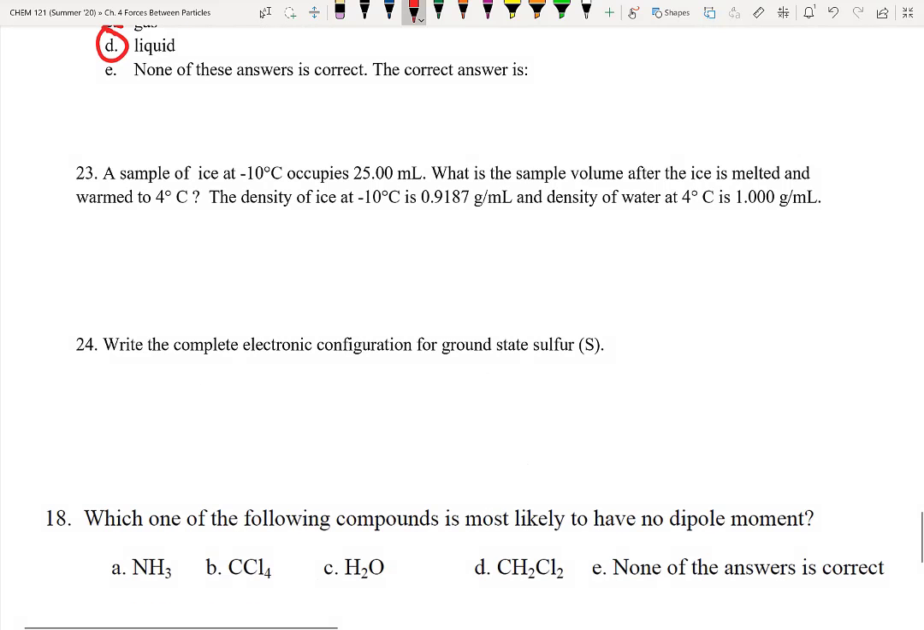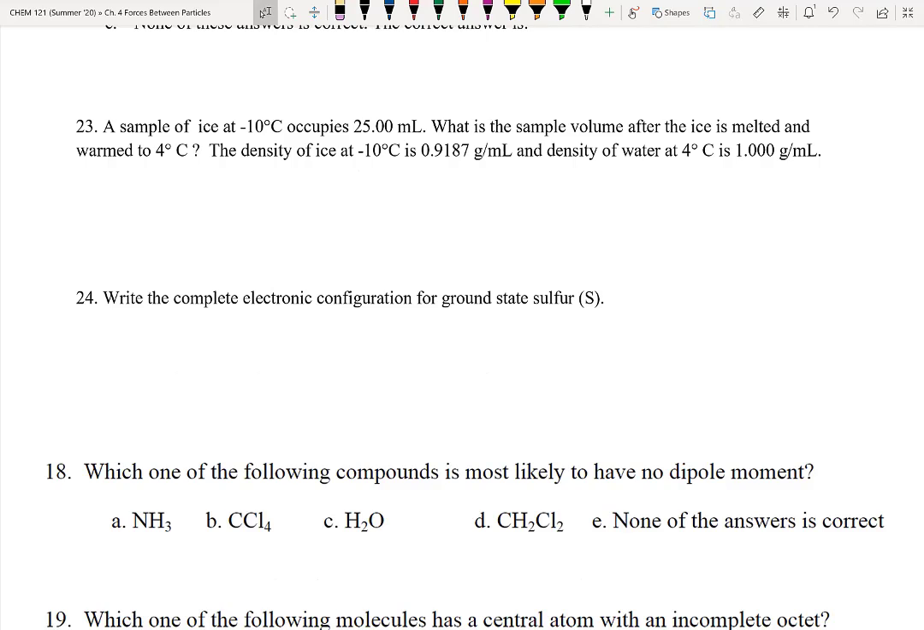All right. Question 23: a sample of ice at negative 10 degrees Celsius occupies 25.00 milliliters. What is the sample volume after the ice is melted and warmed to 4 degrees Celsius? And then it gives the density of ice and the density of water. All right. So let's think about how we would set this one up. This one's set up a little bit weird.